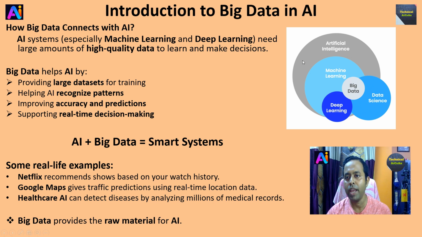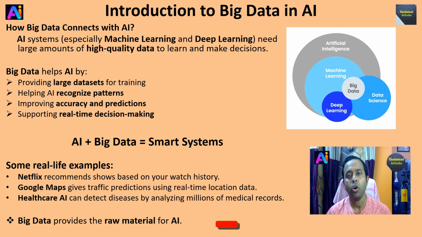Okay, so this image looks like a Venn diagram, and here artificial intelligence is the umbrella term, in which machine learning and deep learning reside, and data science just overlaps with them, and big data is the fuel. So we can say in that way, big data is the raw fuel, machine learning and deep learning are the engine that learns from the fuel, and data science is the driver that decides how to use the engine, right? So big data is the raw fuel in AI.